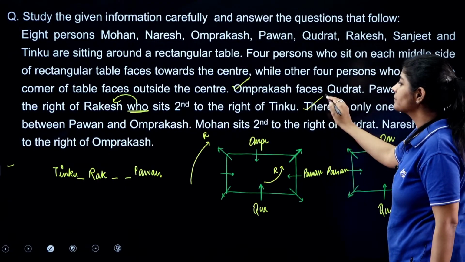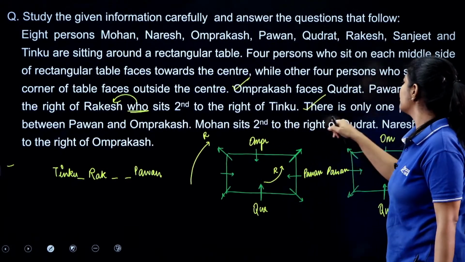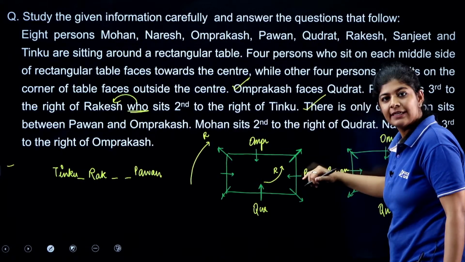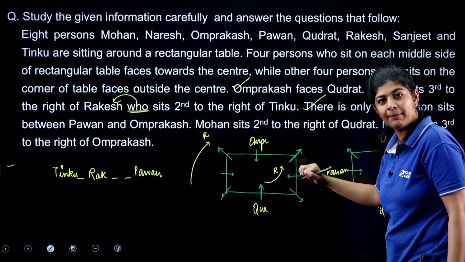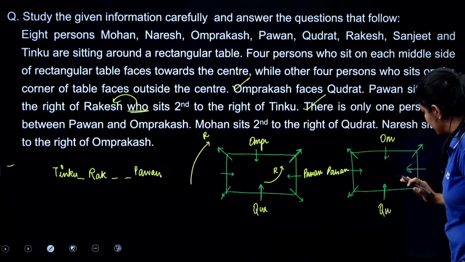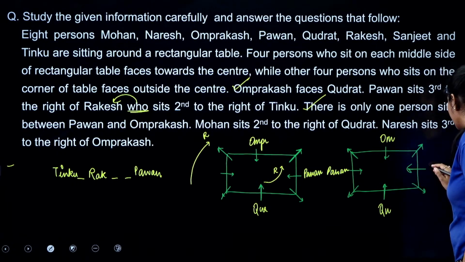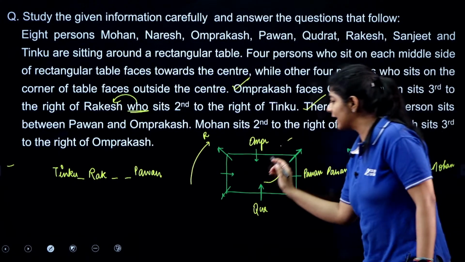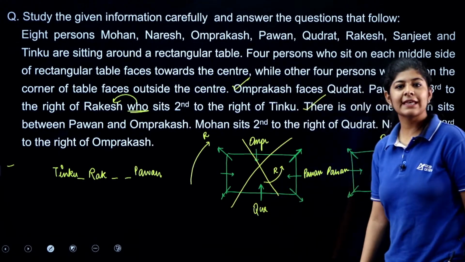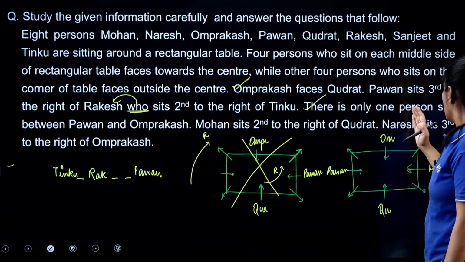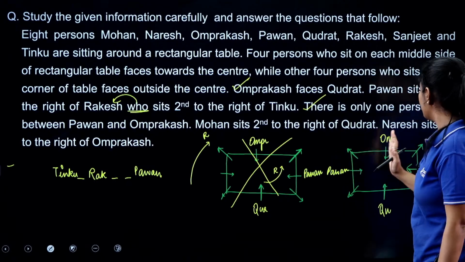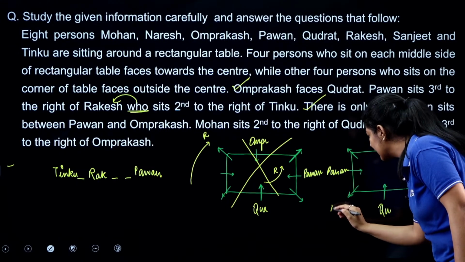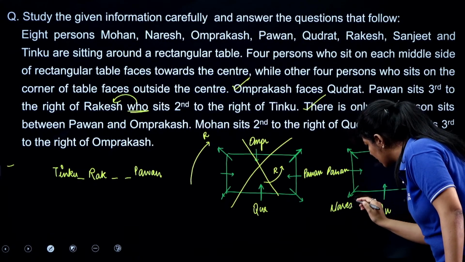Okay, next. Mohan sits second to the right of Kudrat. First right, second right. This place is already occupied by Pawan. Okay, this one. First right, second right. Here we have to put Mohan. That means this case is eliminated. Next. Naresh sits third to the right of Om Prakash. First right, second right, third right. Here who is sitting? Naresh is sitting.